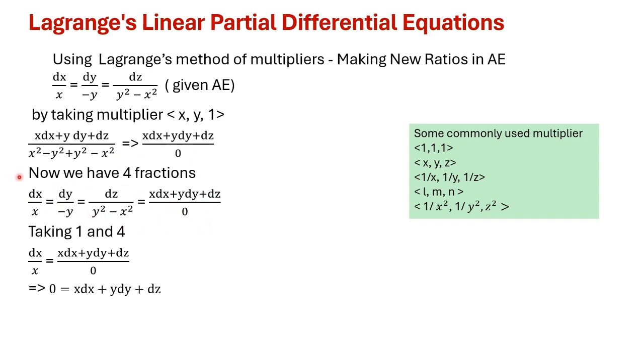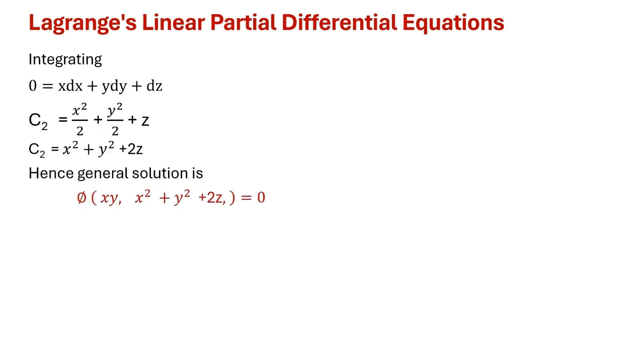So now we get altogether 4 fractions. Here 3 were already there, and this is a new fraction. Now when we take fraction 1 and fraction 4, this 0, when we multiply it with this, the whole term becomes 0. So we get this. On integrating this, the integration of 0 is a constant, we can call it c2, and the integration of x dx is x square by 2, plus y dy is y square by 2, and dz is z. So here we have to take the LCM, and then we can get rid of 2. So we get c2, which is a constant, equal to x square plus y square plus 2z.